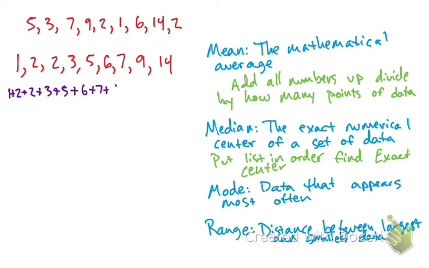And then I'm going to count how many points of data there were in this set of data. In this case, I see that there are 9 numbers in my set of data, so I'm going to divide that by 9. Now, once I've done my addition, 1 plus 2 plus 2 plus 3 plus 5 plus 6 plus 7 plus 9 plus 14, I'm going to end up with 39, and I need to divide that by 9.